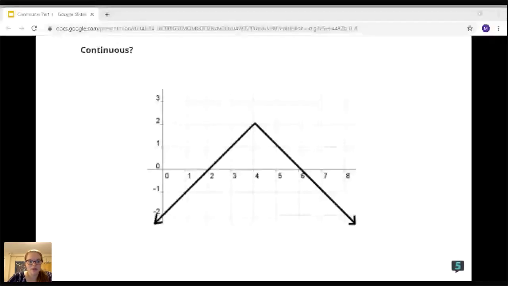So this is an absolute value function, and yes, it is continuous at any point. Even though we have a point where we kind of have the graph coming up in two directions, they still meet. There's still a value at that point. We'd have no hole. So this is a continuous graph.